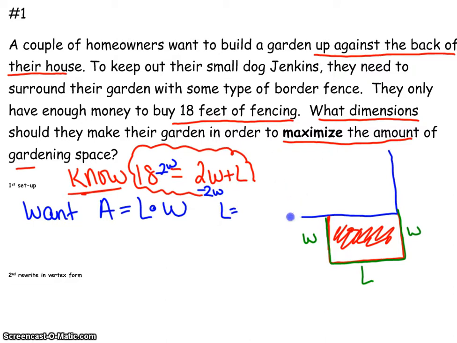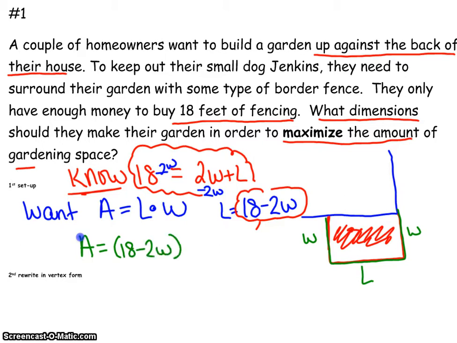When you solve for L, you subtract 2W from both sides, and you get L equals 18 minus 2W. So I'm going to substitute 18 minus 2W for L into the equation of the area. Okay, so I have area equals 18 minus 2W times W. When you distribute this, you will notice that you end up with a quadratic equation. So I'm going to go ahead and write this in standard form.